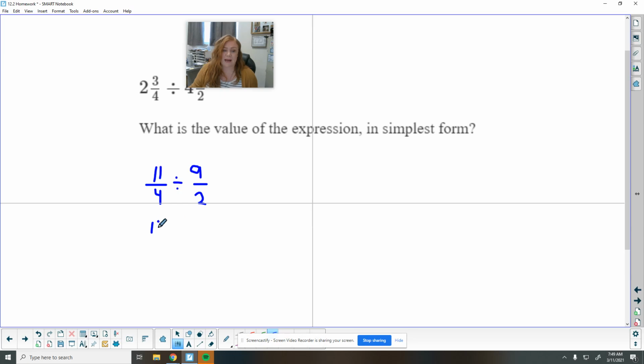So we can make it nice by doing copy dot flop. By multiplying the problem instead, it becomes much easier to do. You can also simplify the 4 and 2 ahead of time if you would like. So go ahead and do 11 times 2, 4 times 9, and then simplify your answer. We want it in the simplest form.